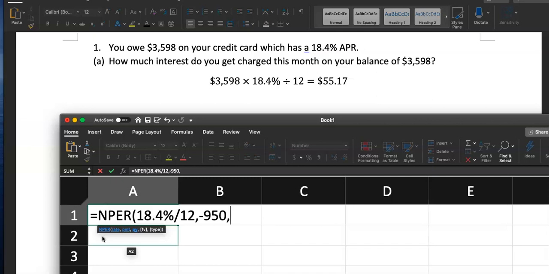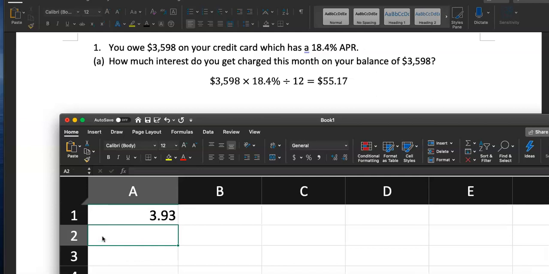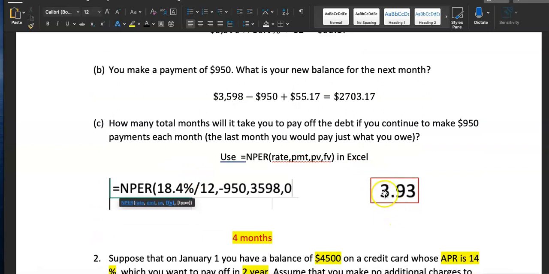Now, present value is $3,598. And the future value, I want it to be 0. That's what I type in. And then it's going to tell us, hey, you just have to make 3.93 payments to pay this off. And you know that came out to be just about 4 payments, right? Rounded up to be 4 payments. Now, 3 payments will be the full price of $950. But the fourth one will be just what you owe. So the fourth payment is not going to be $950, right? So the answer is 4 months for that problem.